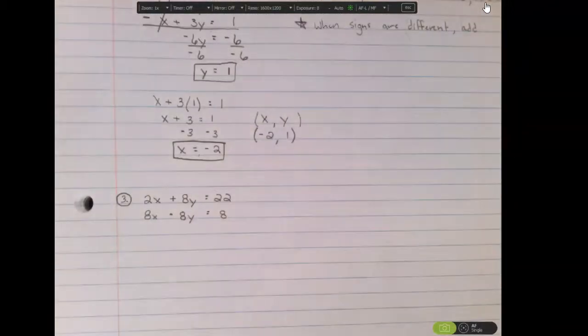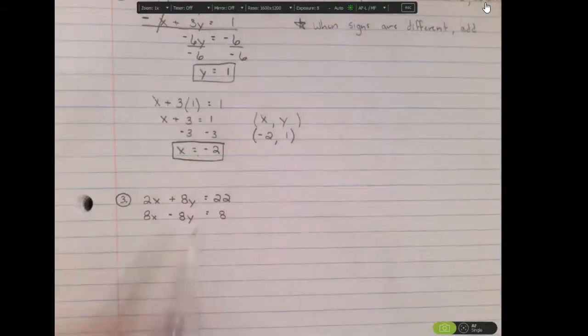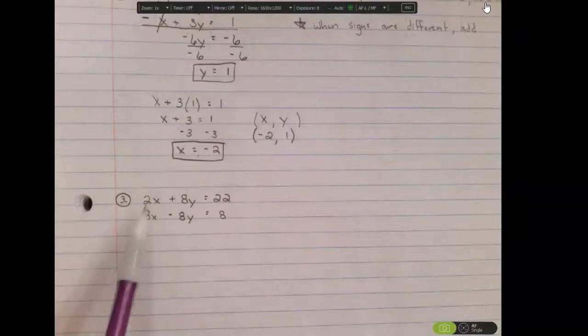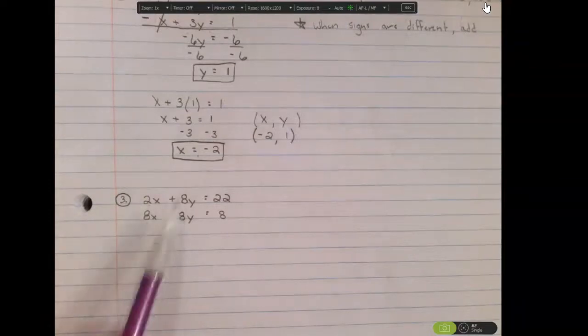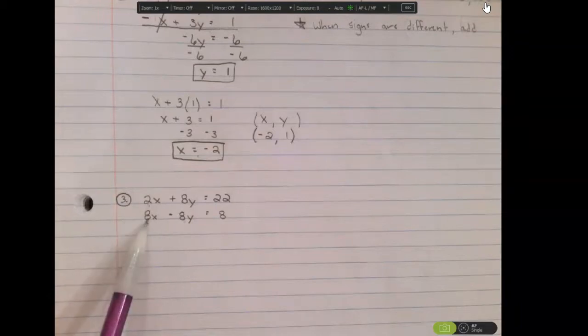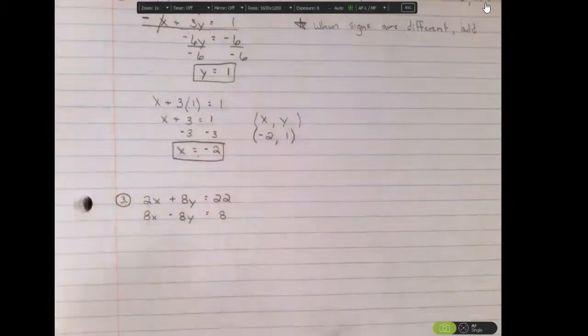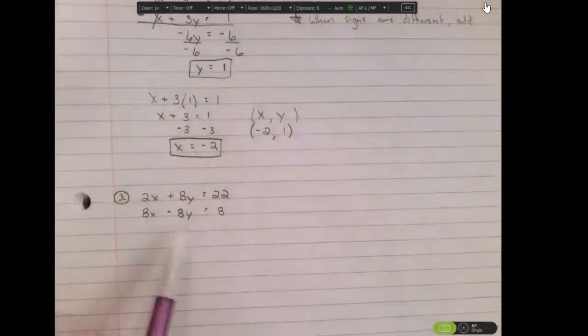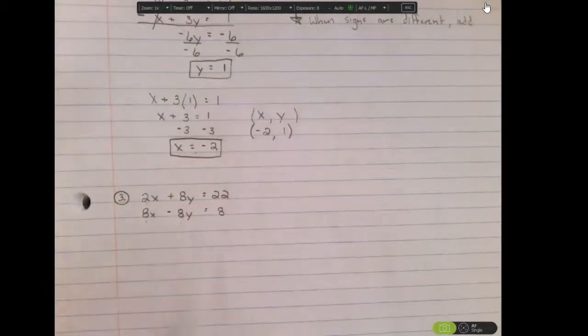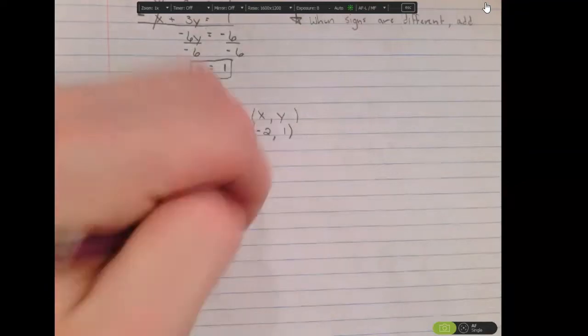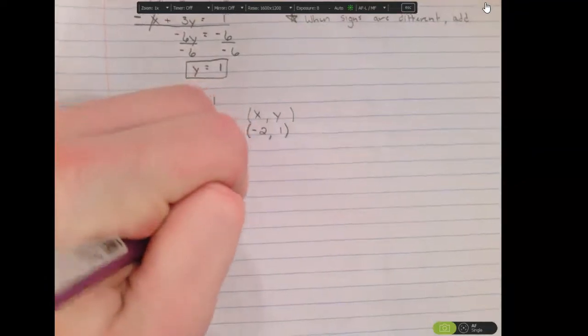All right, let's solve this one. Again, I'm looking for my x and my y's. Which one has the same number out front? So with my x values, I have a 2 and an 8. Those are not the same, so I cannot eliminate my x. What about my y's? I have an 8 and an 8. Those are the same, so I can eliminate my y value.